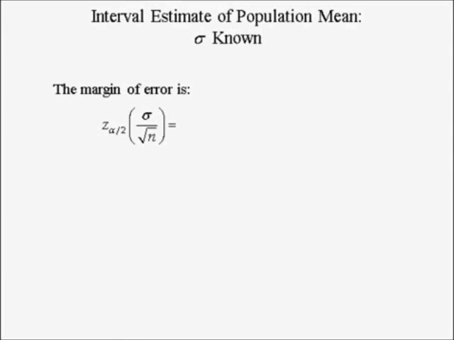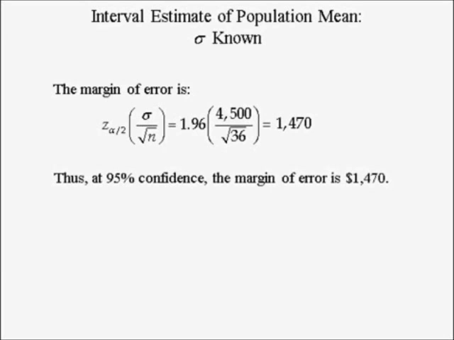The margin of error is equal to z subscript alpha divided by 2 times the standard deviation of the sample mean, also known as the standard error of the mean, which equals 1.96 times the population standard deviation of 4,500 divided by the square root of 36, which equals 1470. Thus, at 95% confidence, the margin of error is 1470.